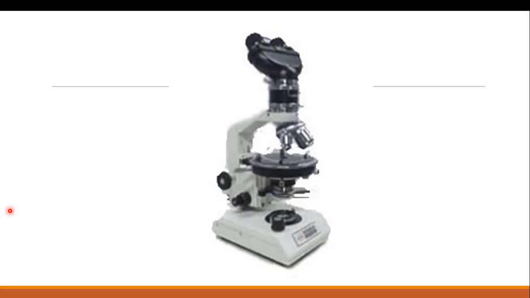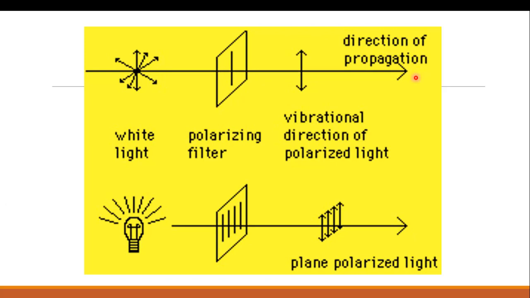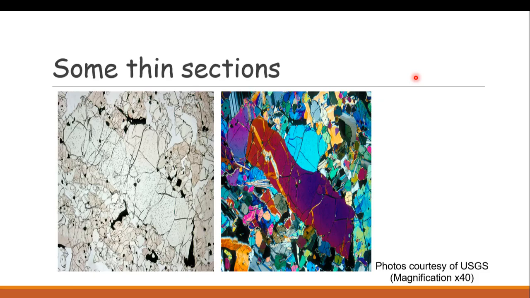Okay, here we have a picture of a microscope. You must be familiar with this. Here we have a picture which shows white light passing through the polarizing filters, and we have different natures, like the direction of propagation and the vibrational direction of polarized light. Here are some thin sections of the minerals, as you can see in the following figures.